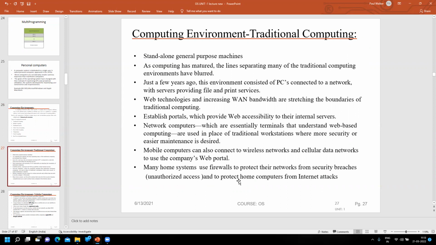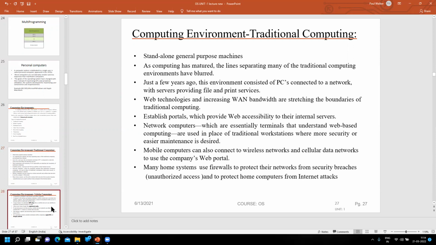Hence, in traditional computing, they are using the WAN technology for a wide bandwidth. It is also capable of producing different types of firewalls, as it protects the networks from security breaches, from unauthorized access by a third party, and from internet attacks.